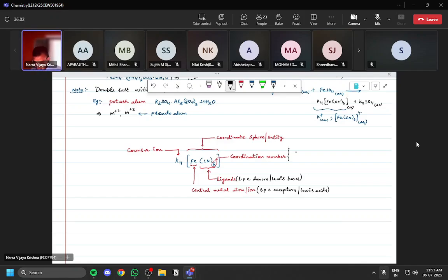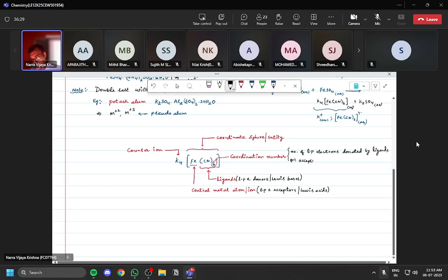Coordination number means the number of lone pair electrons donated by ligands or accepted by the central metal atom. Lone pair electrons donated by ligands or accepted by the central metal. We call this the coordination number. Any questions in this?